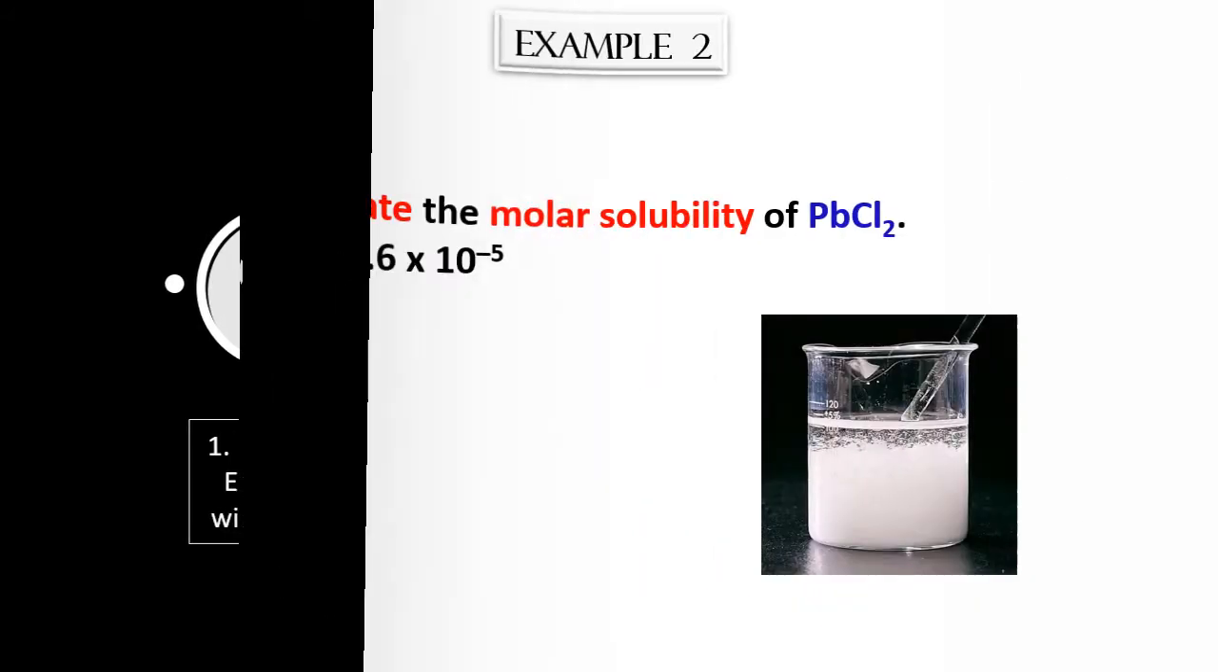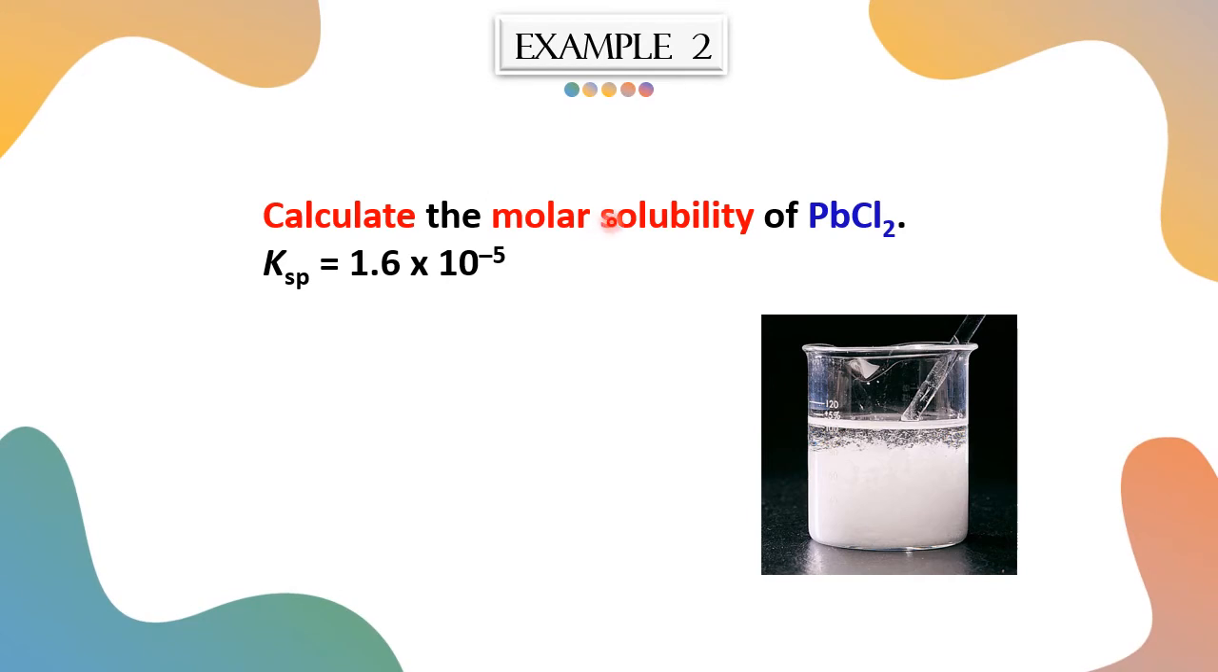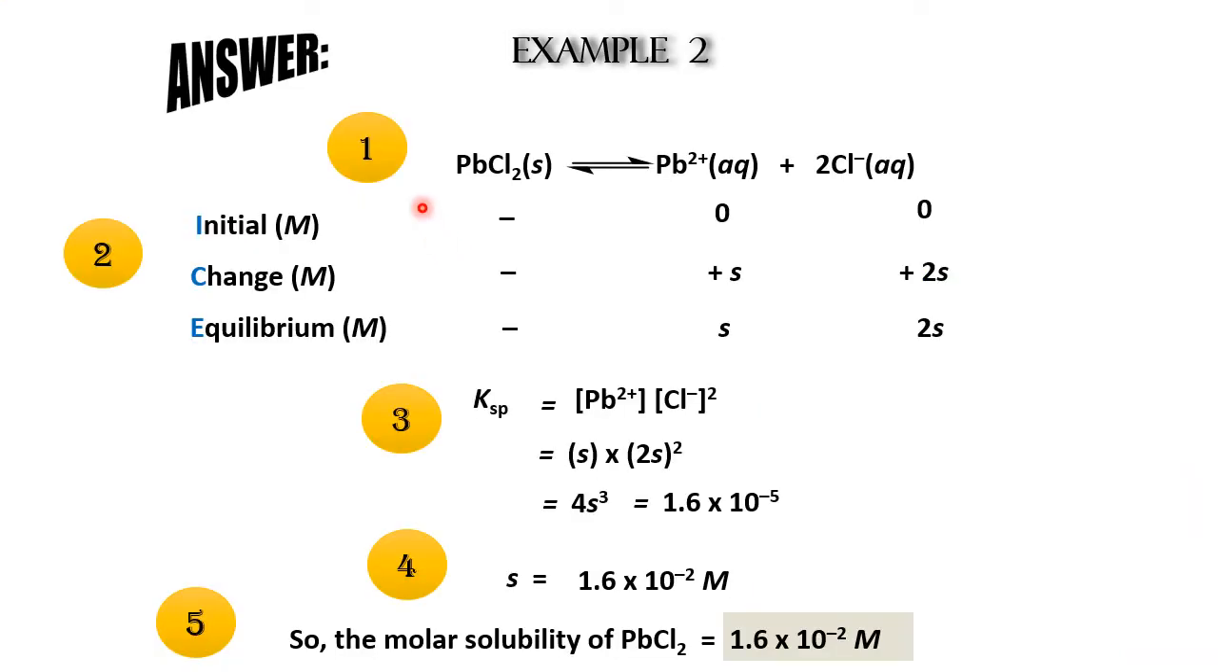So look at 1. Calculate the molar solubility of lead chloride, and the Ksp is given. So we check the steps. Step 1, write down the equation with phase. Always remember it's a reversible arrow. For the reactant, there is nothing because it's solid, so ignore. The concentration of the products is equal to 0, 0. The change is according to the coefficient. Here 1 mole, that's why positive S, and here 2 moles, that's why positive 2S. Sum up, so S and 2S at equilibrium concentration.